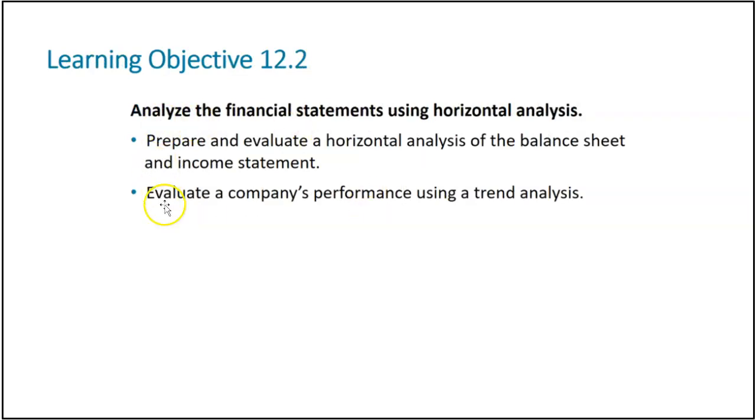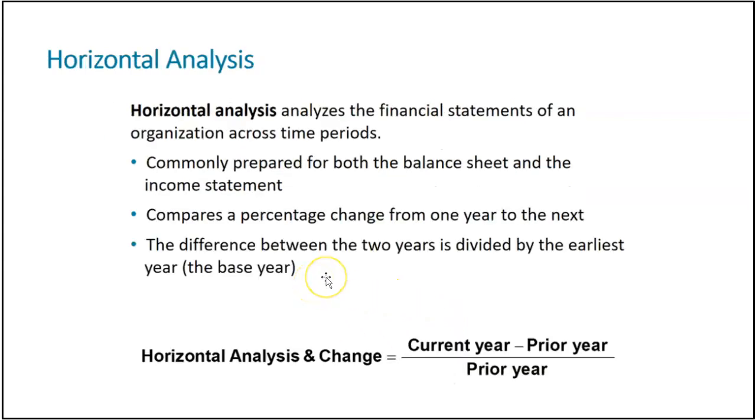Our next objective here is using a horizontal analysis of the balance sheet and income statement, and then evaluating the company using trend analysis. So we're looking at one period to the next. In the horizontal analysis, they're commonly prepared for both the balance sheet and the income statement, and it compares the percentage change from one year to the next. And the change is the current year. So let's say this is 2023, we'll say 2023 minus 2022 divided by 2022. So it's always divided by the earliest year. That's the piece you want to remember.